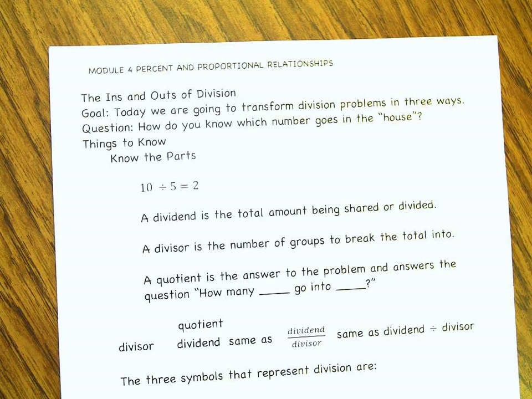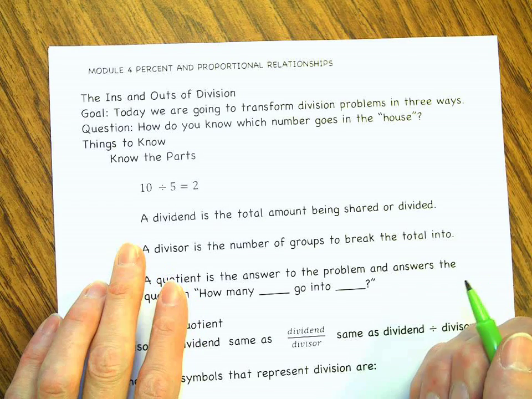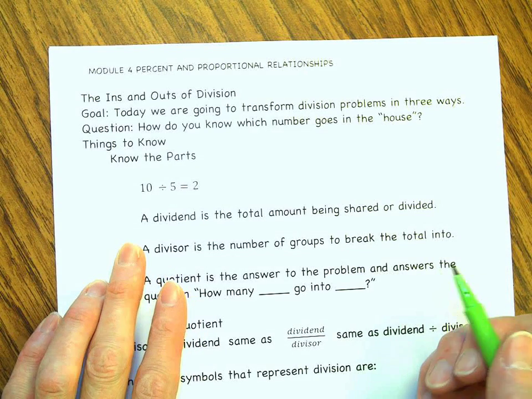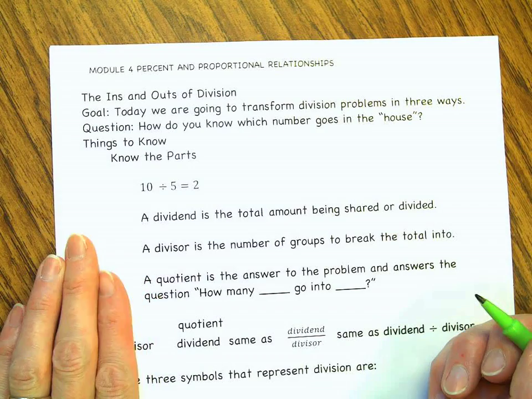First thing that we need to be aware of is that we need to know the parts of the equation. Since we're working with division, it's very important that we know each part of the division problem so that you can understand exactly what you should be doing with each part.